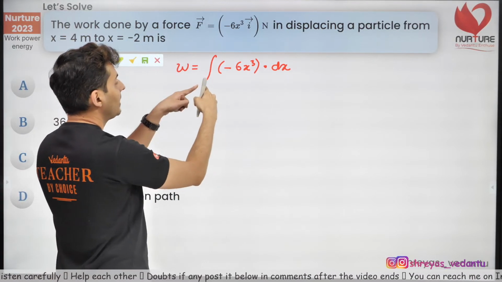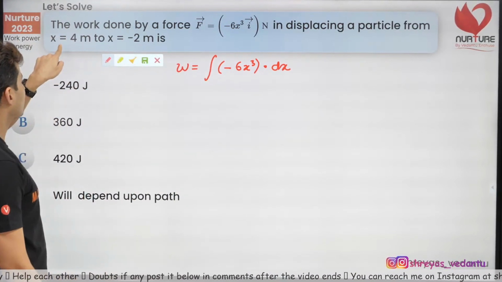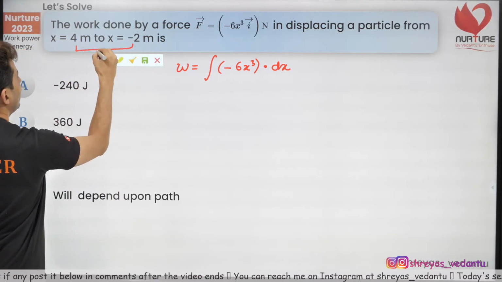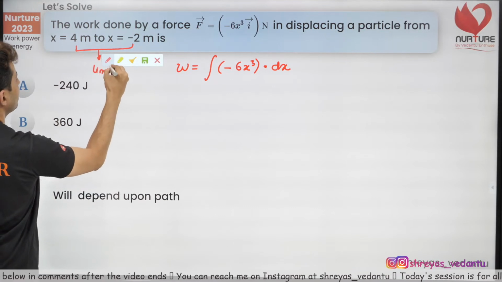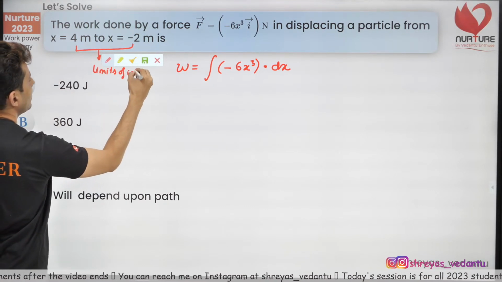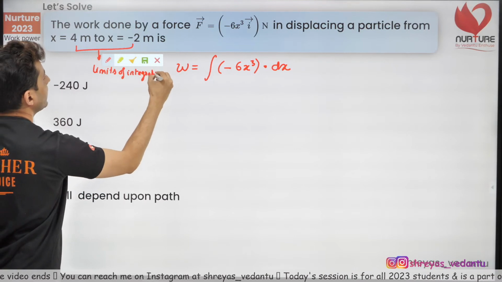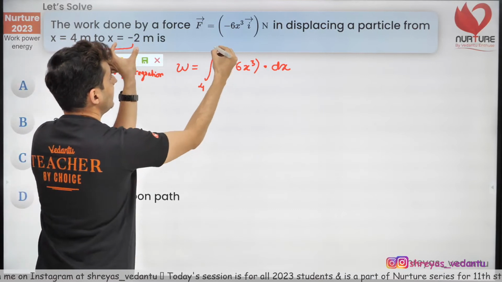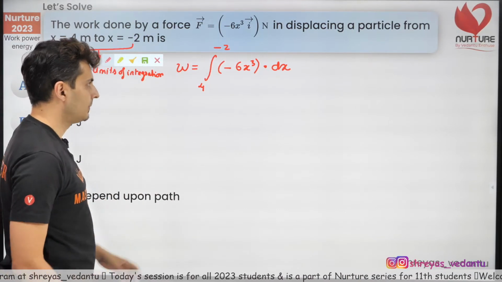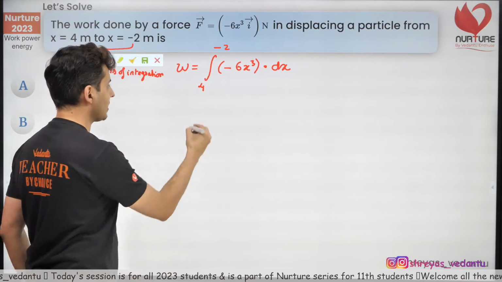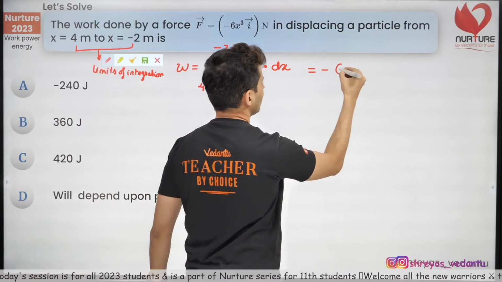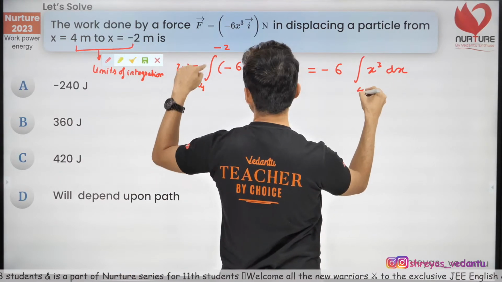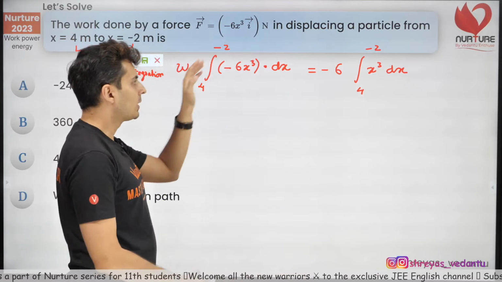Now when I write this, and this is clearly mentioned from this point to this point, these become the limits. These are going to become the limits of integration. The initial point will become the lower limit. The final point will become the upper limit. Keep this in mind. -6 is a constant. Take it outside. So this will become -6 integral x cube dx, and you have 4 over here and you have -2 over here.